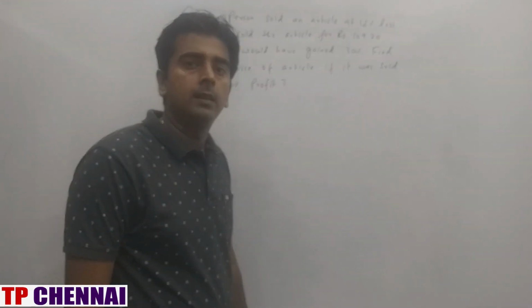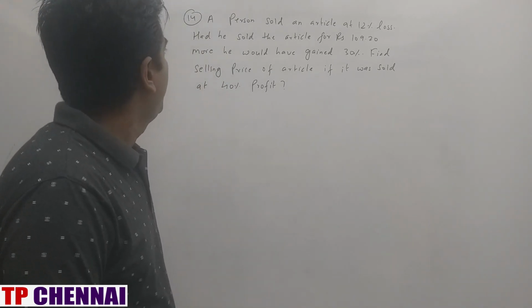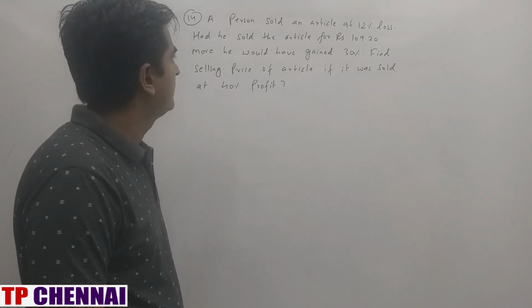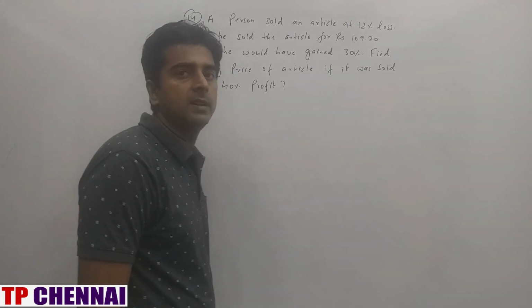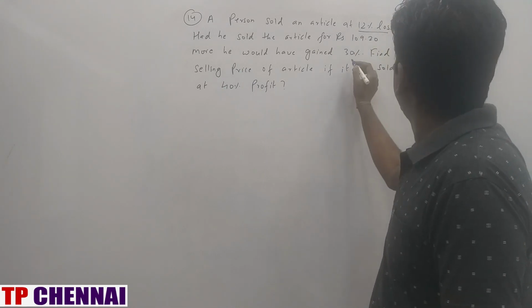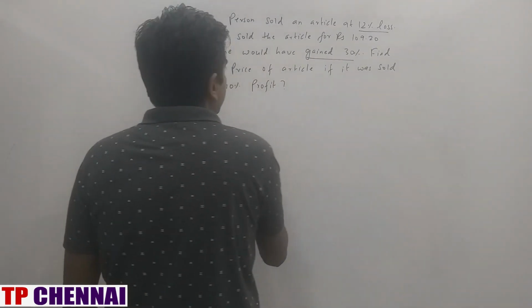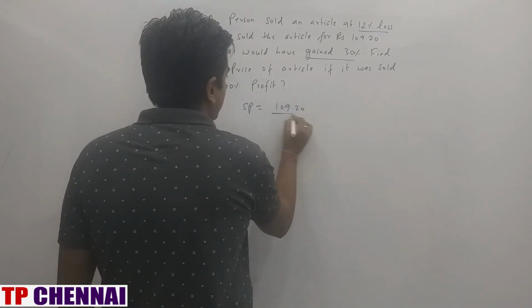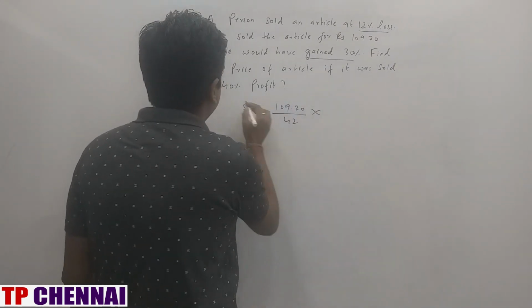So now we'll see the last question. A person sold an article at 12% loss. Had he sold the article for rupees 109.20 more, he would have got 30% profit. Find the selling price of the article if it was sold at 40% profit. So 12% loss is there and 30% profit is there. Overall change is 42%. So SP they are asking, so directly I am writing 109.20 divided by 42, which is 30 plus 12, into 140, the 140% needed here.